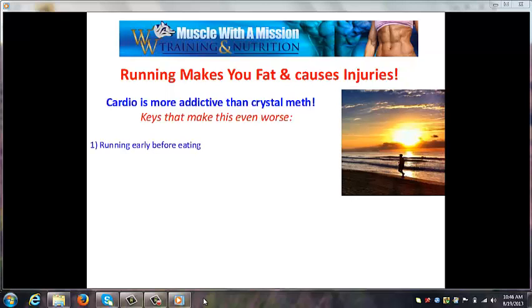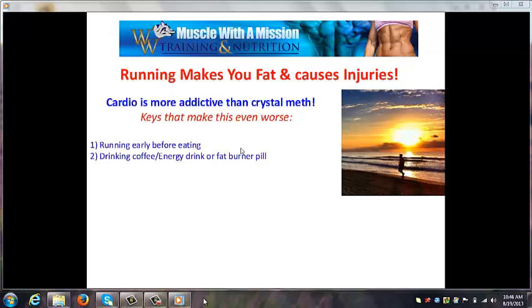Let's talk about that. There are 3 keys that make this such a profoundly addictive and damaging thing. Number 1, running early in the morning, running before you eat, basically. Waking up and running, just like this person in this picture. They're running at early morning sunrise. Number 2, drinking coffee or an energy drink, or worse, a fat burner pill, and running early before you eat.